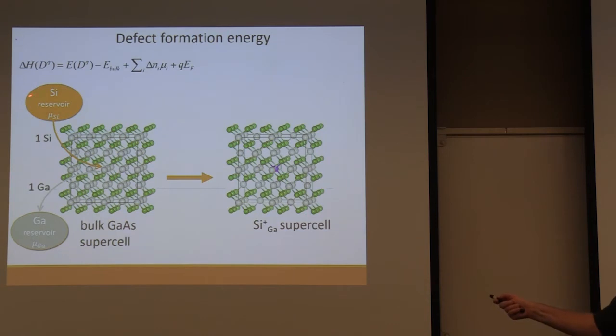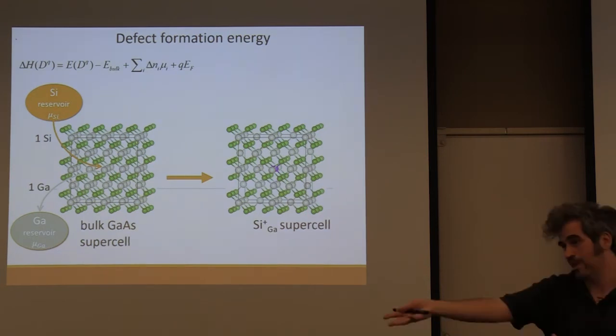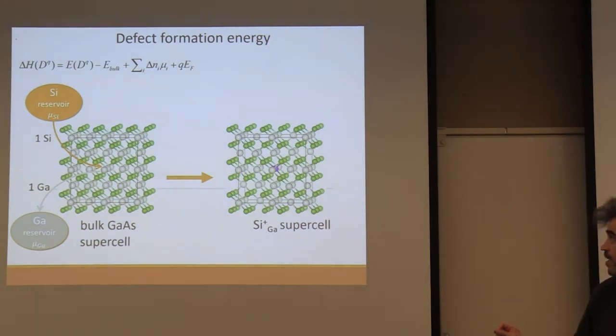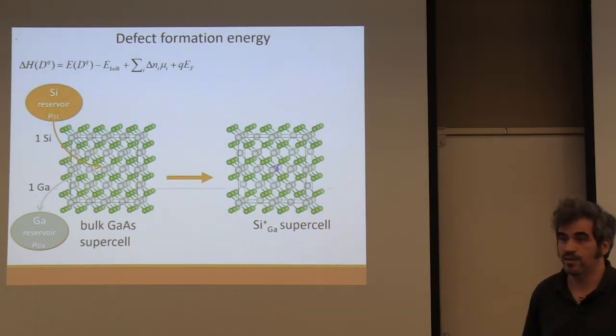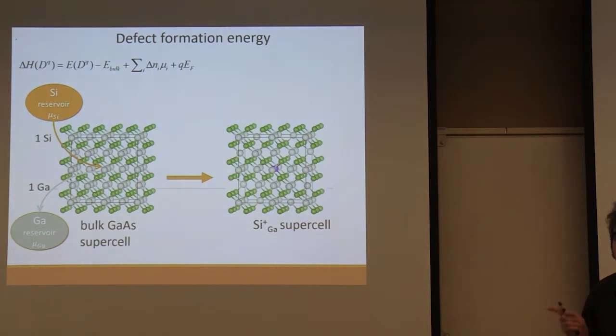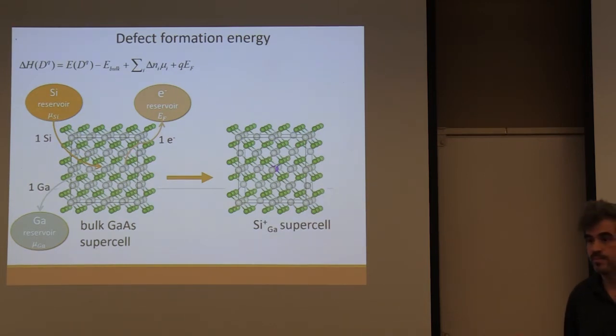And now we have a silicon reservoir somewhere where we just pick up silicon from. It's probably bulk silicon. We take the silicon atom from there, and we put it where the gallium was. Okay, so we're almost done already. There's one thing we haven't done yet, because we haven't actually made this defect, because this defect is positively charged. So now we also have to take out an electron from the system, and we put that in our electron reservoir. So that's the entire process.